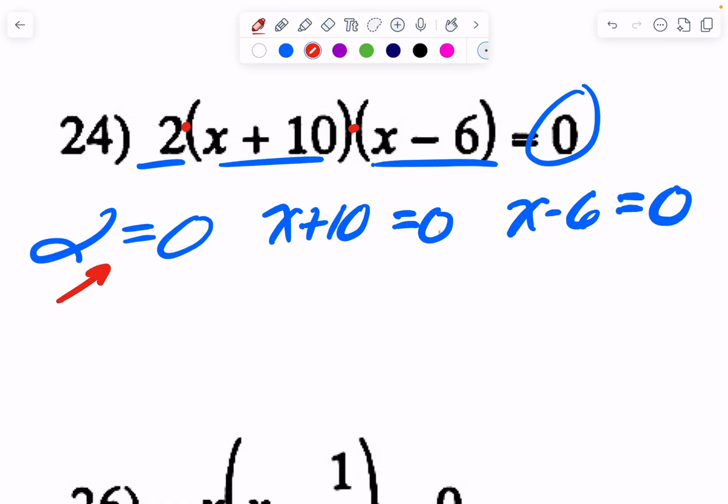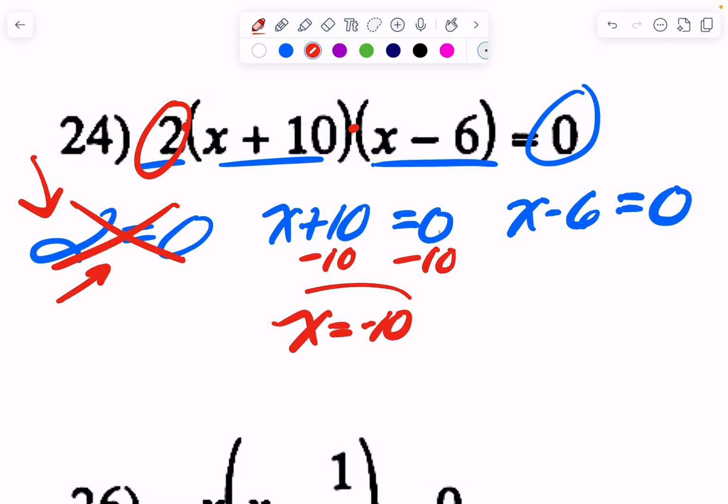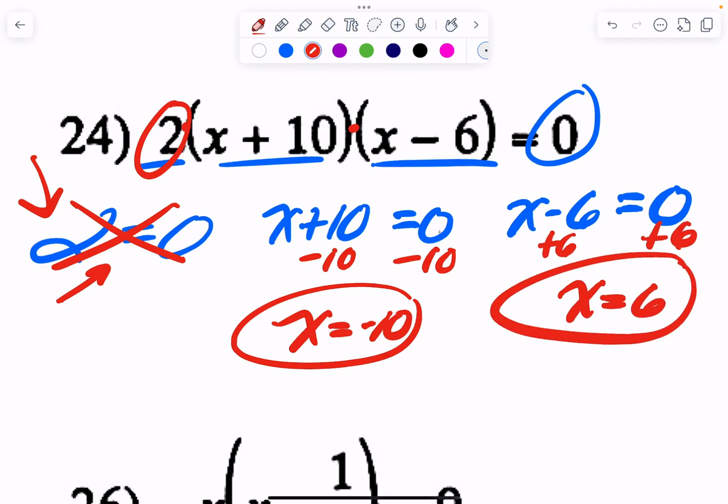Now, does 2 equal 0? No, it's a contradiction, so that is not a part of the solutions. We know that this number in front doesn't affect solutions. Why? Well, I just showed you why. Subtract 10. x equals negative 10. Add 6. x equals 6. Those are our 2 solutions.